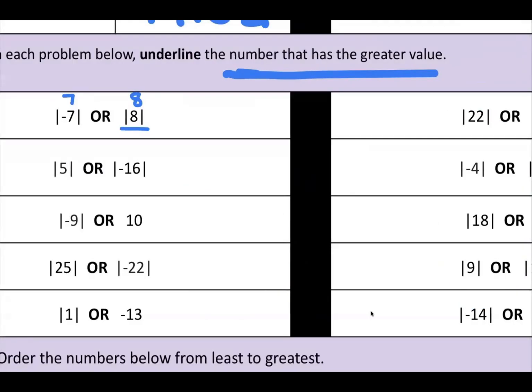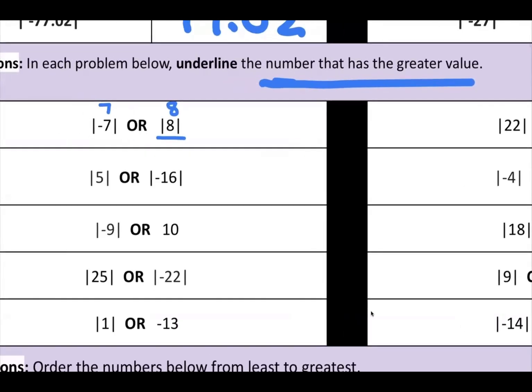So for this first column, I'll go over the answers. So we have 5 and 16. 16 is greater. On this third problem, 10 doesn't have the lines around it, so it's just the value 10. The absolute value of -9 is 9, and 10 is greater than 9. Should have underlined the absolute value of 25 and the absolute value of 1. Because remember, positives are always greater than negatives, and this one down here doesn't have any lines around it. If it did, then it would mean +13, and we would underline that one instead.